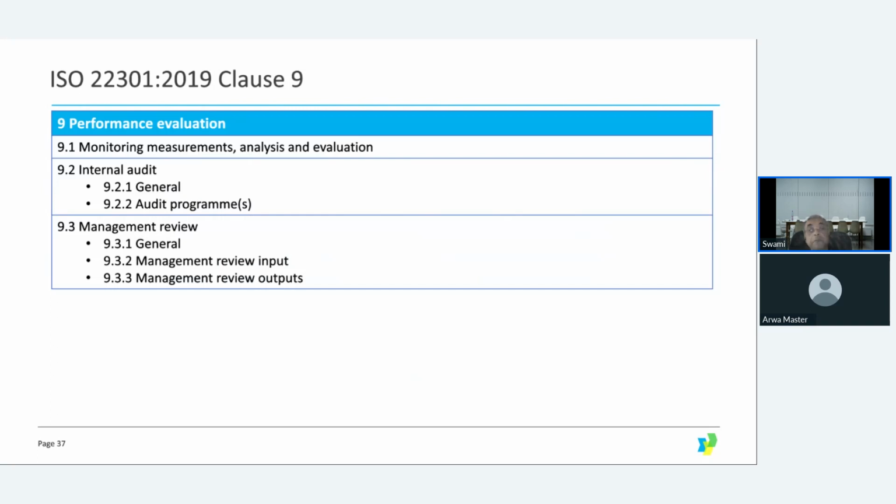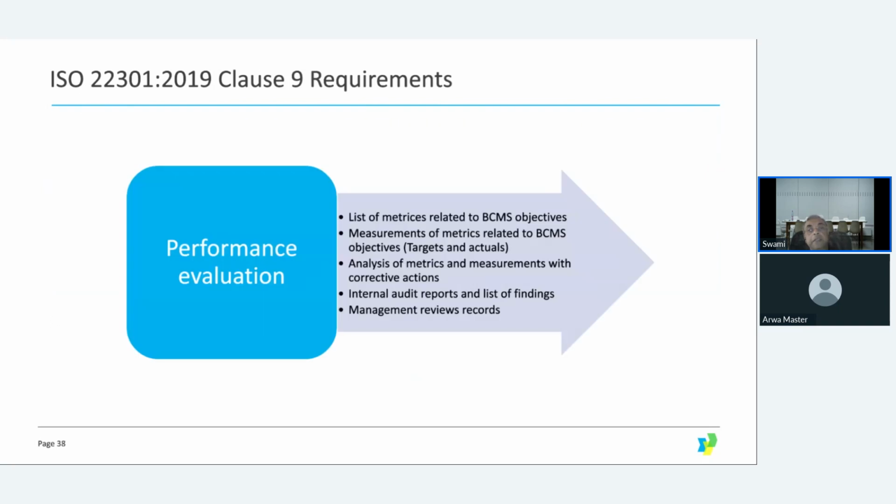Now, the next and important aspect of the standard is the performance evaluation. What are all the things that we need to maintain? List of metrics related to business continuity management system objectives, measurement of metrics related to the business continuity management system, targets and actuals, analysis of metrics and measurements. What have we done month on month or year on year? How are we faring? Is it going in the right direction? Is it improving? If it is not improving, any corrective action needs to be identified. All that needs to be documented, all that needs to be evidenced to the auditors at the time when you are conducting these business continuity management assessments.